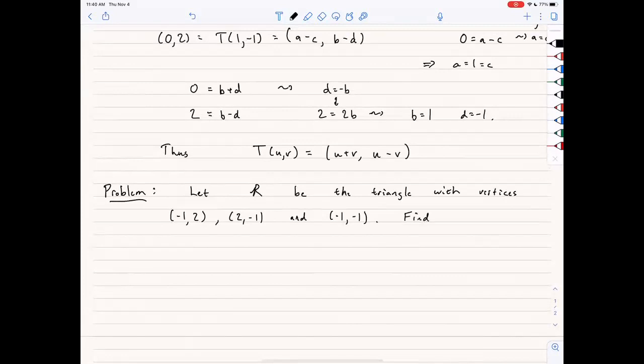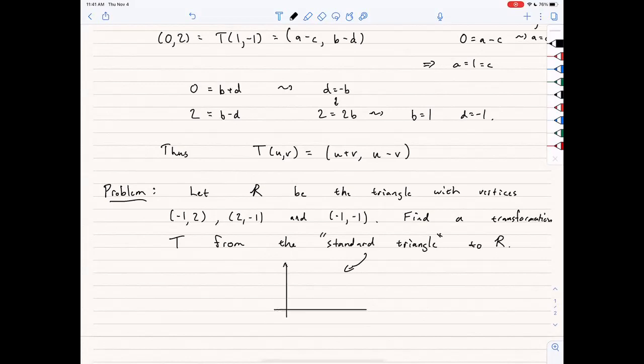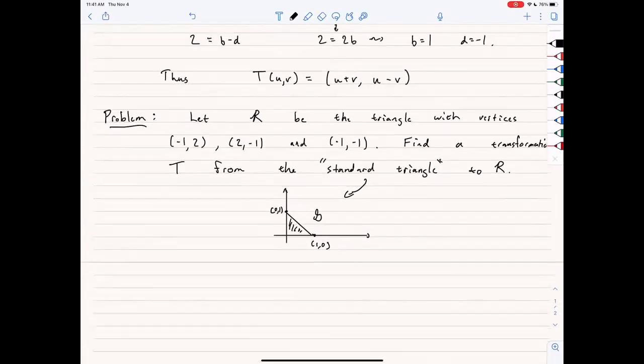So find a transformation T from, I'm going to call it the standard triangle or simplex, to R. So what is the standard triangle? Well, okay, it's not so standard. People will call this the standard simplex, different things. But one version of it would be just take your basis vectors 1, 0, and 0, 1, and take the origin, and then just fill it in. So that's what I mean by this. Call this S.